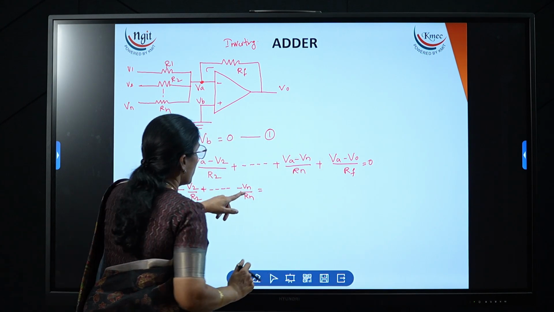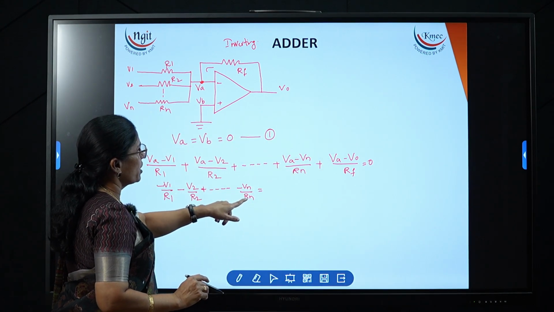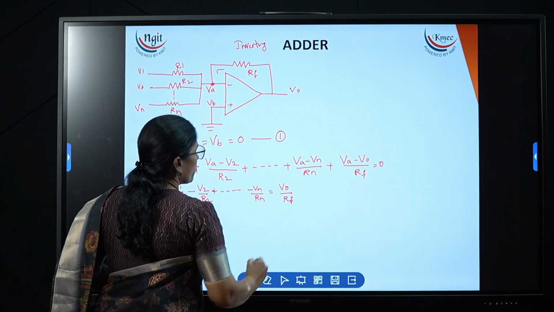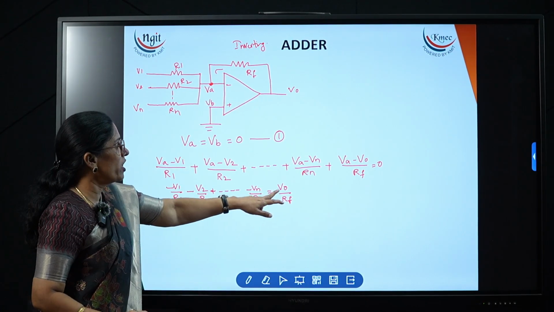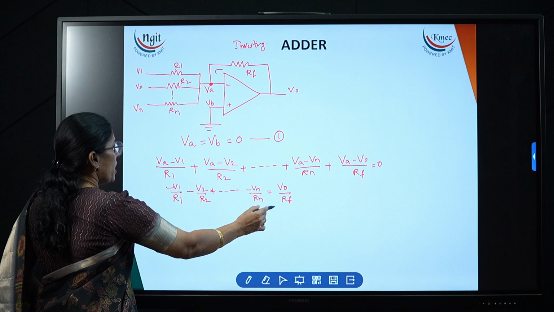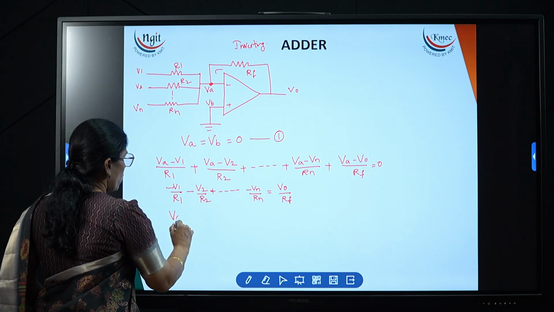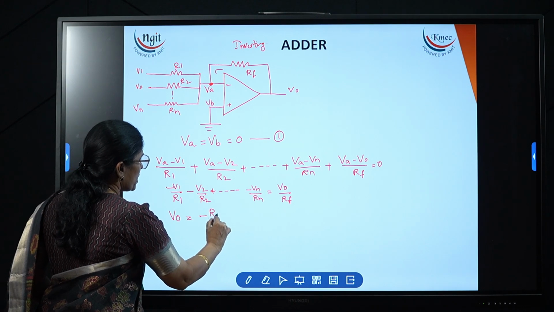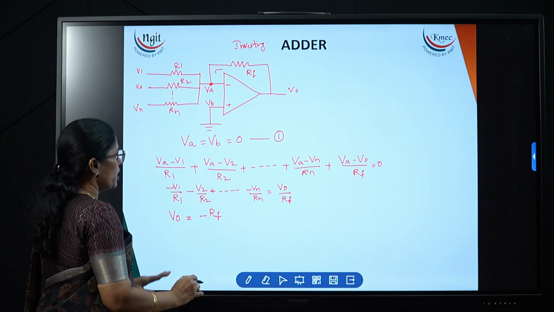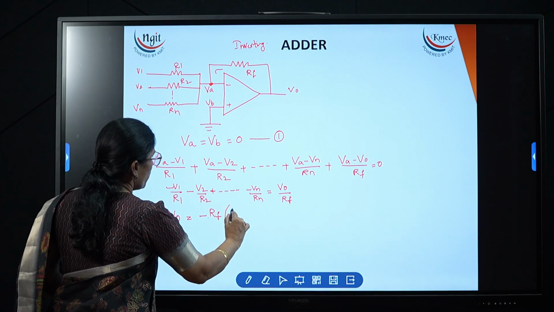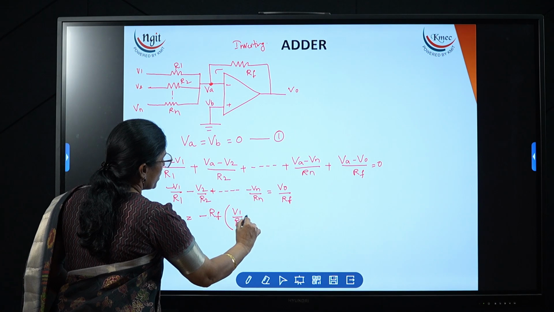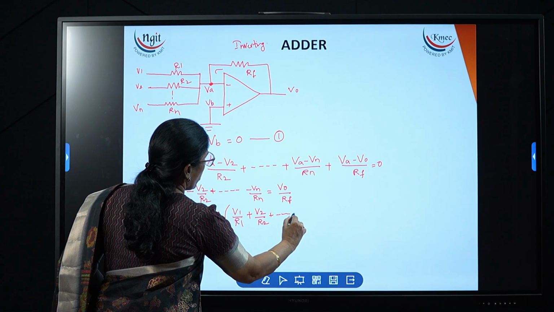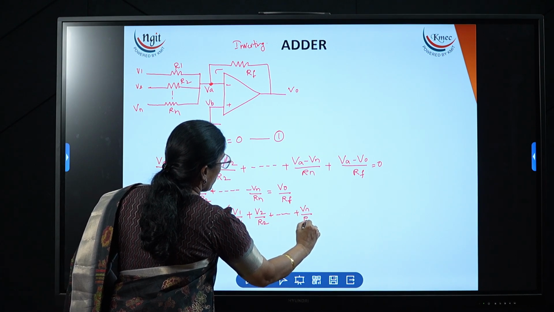Now here, minus Vn by Rn is equal to, what can we write? V0 divided by RF. What we want is V0 is equal to, so send the RF value to this side. So V0 is equal to, taking minus outside, minus RF into V1 divided by R1 plus V2 divided by R2 and so on Vn divided by Rn.